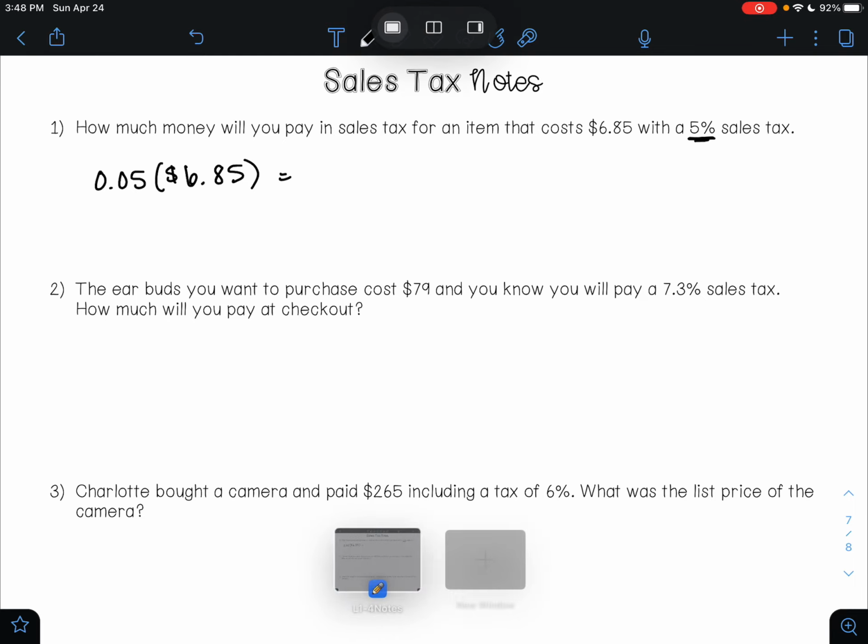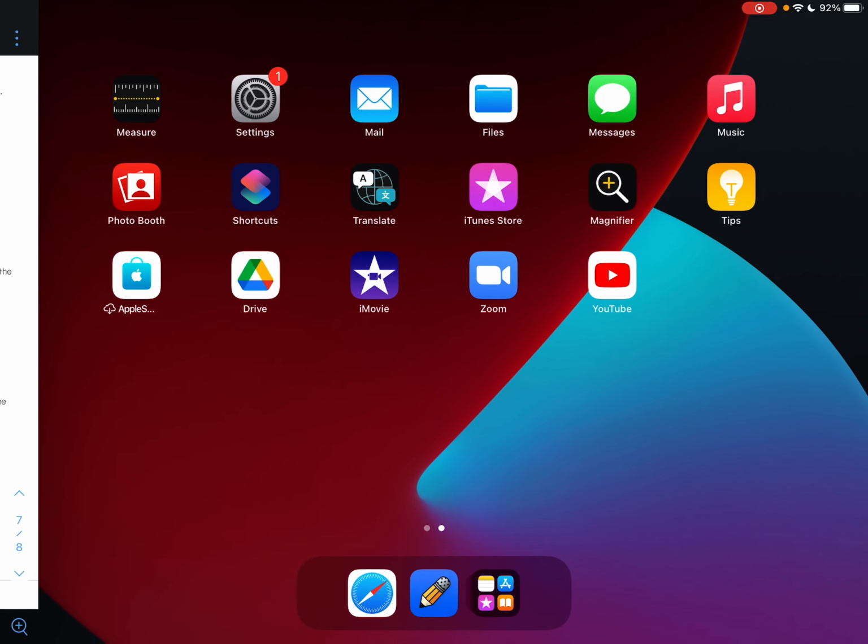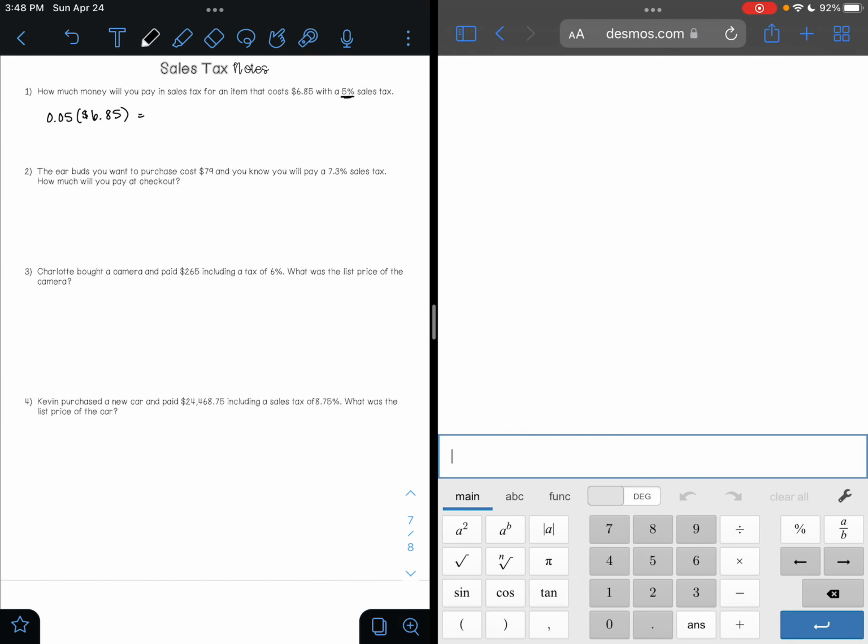And so I'm going to go ahead and do this on my calculator. I'm going to have 0.05 times 685. And I'm going to get, now remember we're talking about money. Money only has 2 decimal places. So this is going to be 34 cents. So I would pay 34 cents in tax on something that costs $6.85.